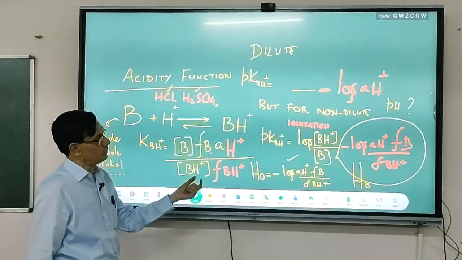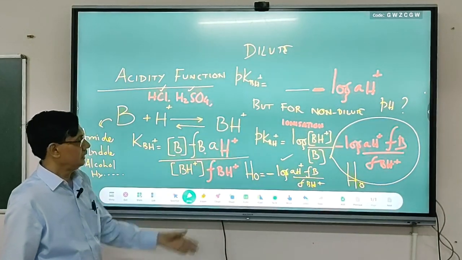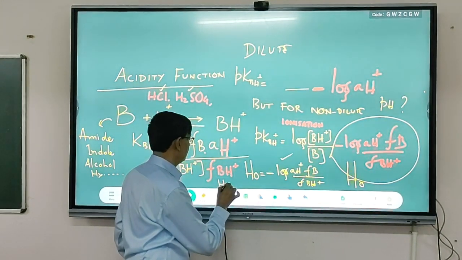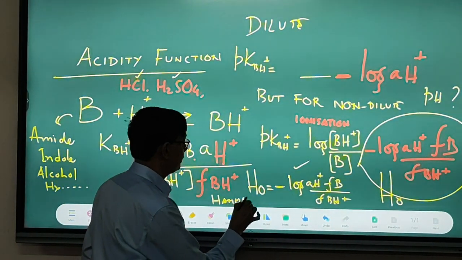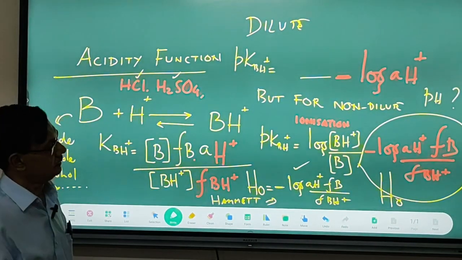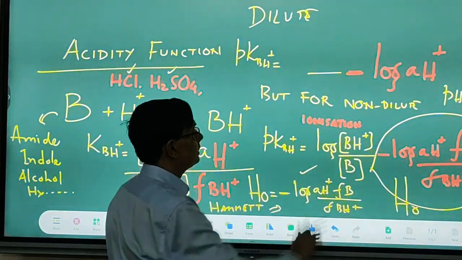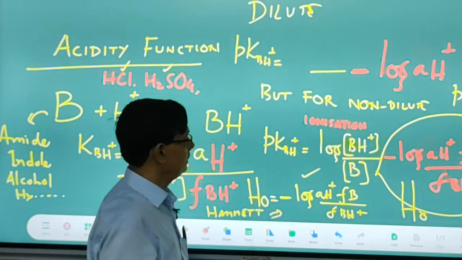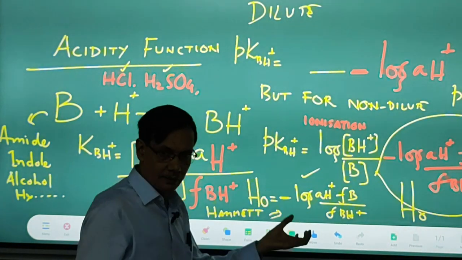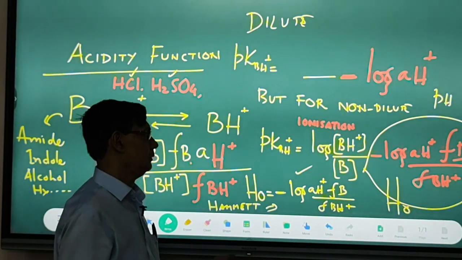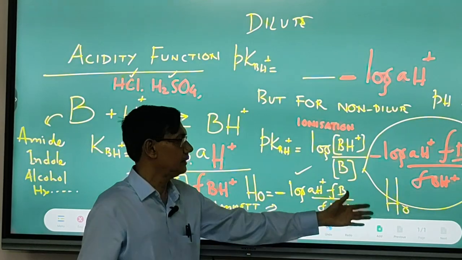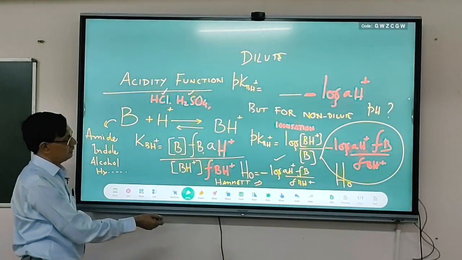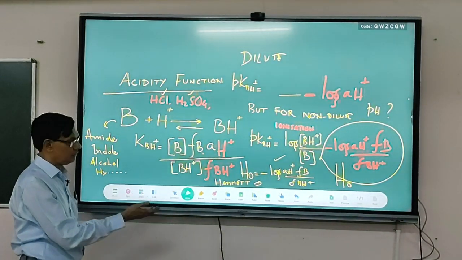So I can give another example so that the students can understand very easily. This is the Hammett acidity function, and this is called the ionization ratio. If you understand this, you can also determine the protonation constant of any unknown base, but you must know the value of the acidity function. My last part is that I will solve one more, the alcoholic acidity function.